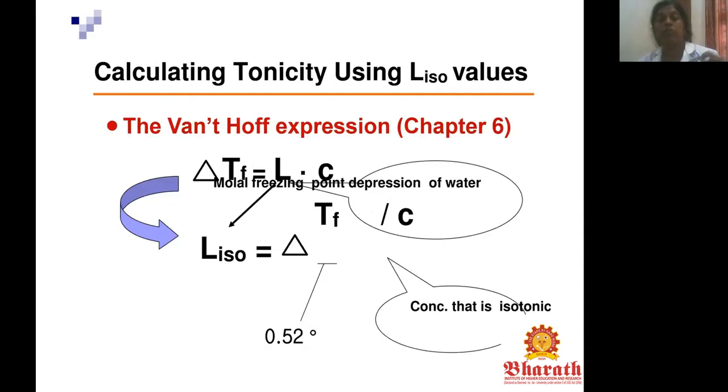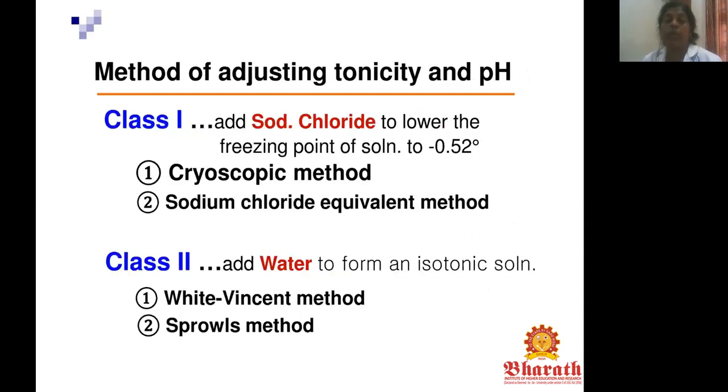So we can calculate the tonicity using the L-iso value. The van't Hoff expression expresses the L-iso value: delta Tf is equal to L into C. It is the molar freezing point depression of the water. So we can write Tf divided by C. L-iso is equal to delta Tf divided by C. So we can get the 0.52 percent tonicity through the L-iso value.